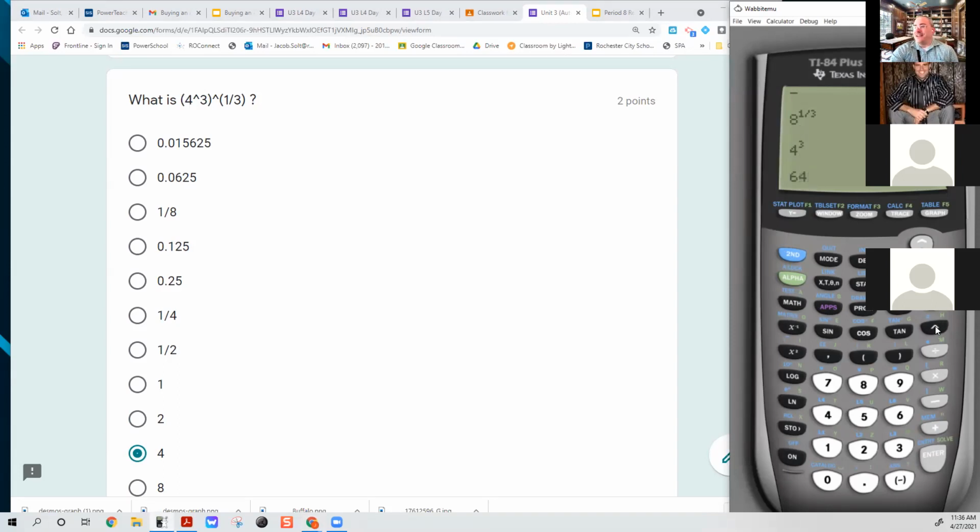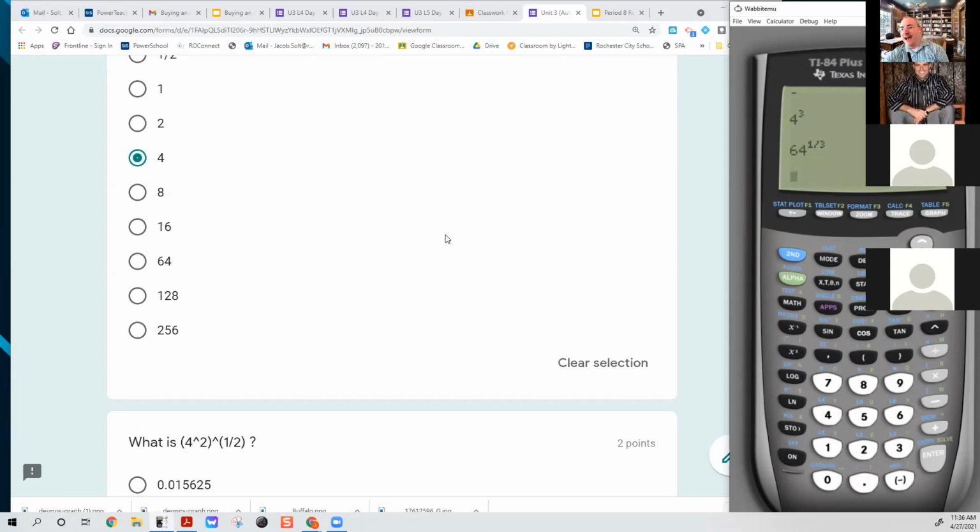And this is why I wanted to show this to you. It's kind of fun, right? I wanted to show you that this works, that if you raise something to the third power and then raise it again to the 1/3 power, it just goes back to where it was. 4 raised to the third power is 64, but 64 raised to the 1/3 power is back to 4, right? It just becomes back what it was.